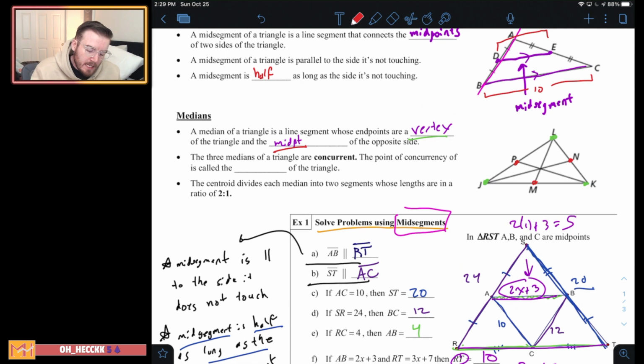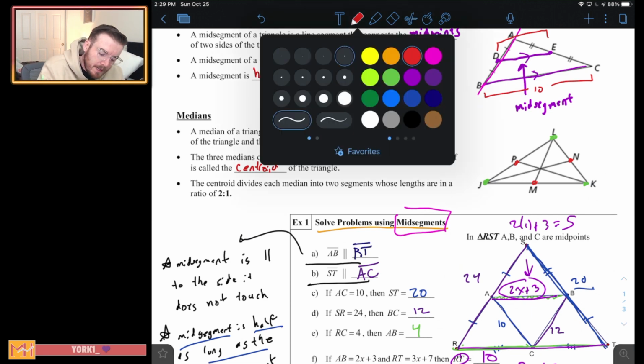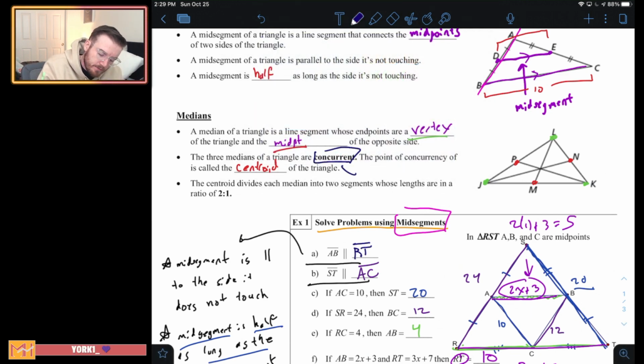So the 3 medians of a triangle are concurrent. The point of concurrency is called the, I forget what that word is. It's called the centroid of the triangle. Don't worry about that word. Obviously, I forgot what the word was. What does it mean to be concurrent? All 3 lines intersect at the same spot, as you can see here.